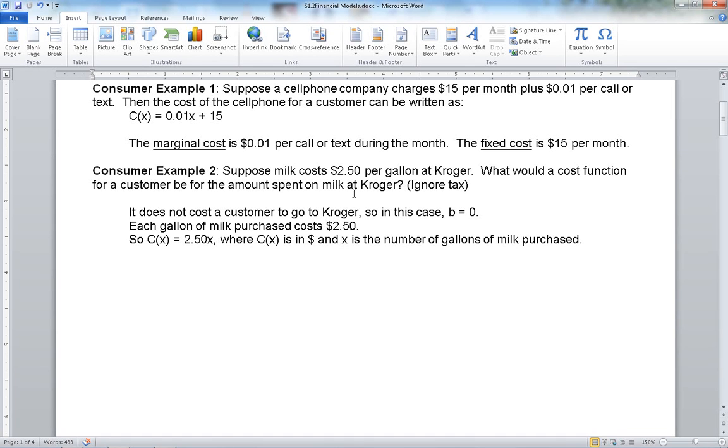Now, it doesn't cost anything to walk into the store, so there really is no fixed cost, or we would say the fixed cost is zero. But each gallon of milk purchased is $2.50. So we would write that marginal cost and put it into our equation as C of x is 2.50x. So then C of x is going to be in dollars, x is the number of gallons of milk purchased, and you can easily calculate how much is spent based on number of gallons of milk purchased.